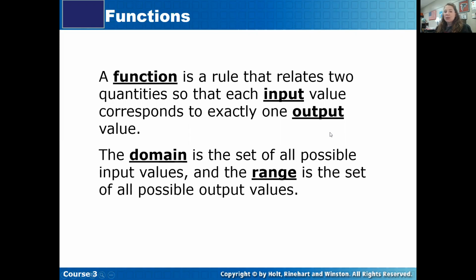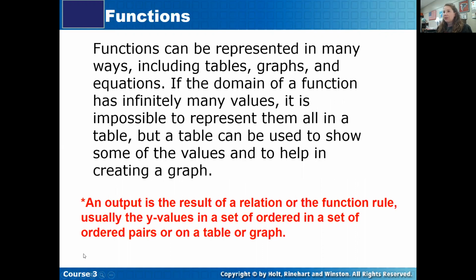The domain, so we're going to talk about domain and range. So domain is all of the input values. So if you're looking at a T-chart, an XY chart, the domain is all of the X values, the input values, and the range would be all of the Y values or the output values. Functions can be represented in many ways, including tables, graphs, and equations. If the domain of a function has infinitely many values, it is impossible to represent them all in a table, but a table can be used to show some of the values.